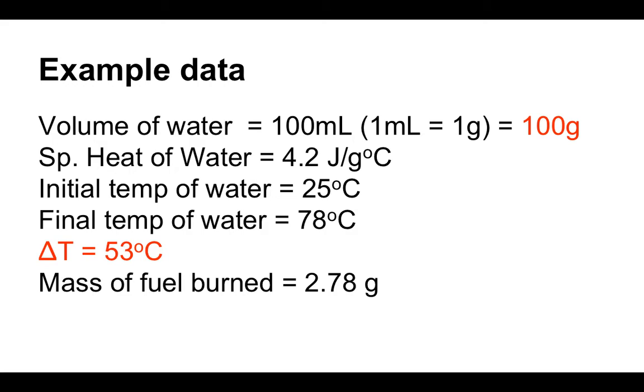We found our initial temperature before we burned our fuel to be 25 degrees Celsius, and after we burned our fuel, the temperature of the water was 78 degrees Celsius. So therefore, the change in temperature, or the delta T, equals 53 degrees Celsius. And we figured out the mass of fuel burned equals 2.78 grams.